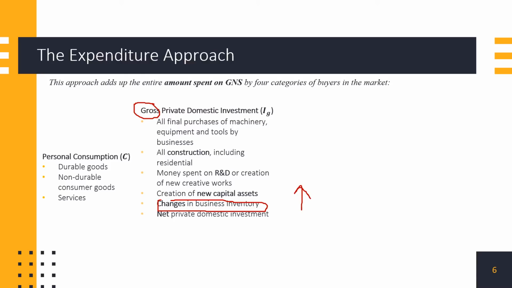If you have an increase in inventory, it must be added to the GDP. Whereas if we have a decrease or a fall in inventory, it must be subtracted from the GDP. Here I would like to remind you that these two down here, changes in business inventory and net private domestic investment, are not exactly a part of the gross investment, but it's important for you to identify whether or not those items are included in the calculation of GDP. Okay, so we've looked at consumers and businesses.